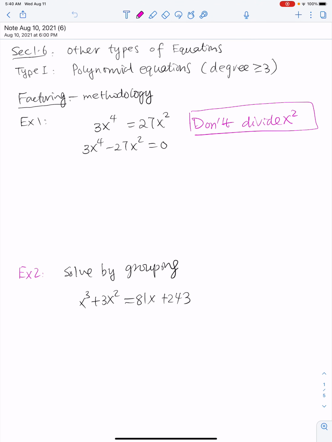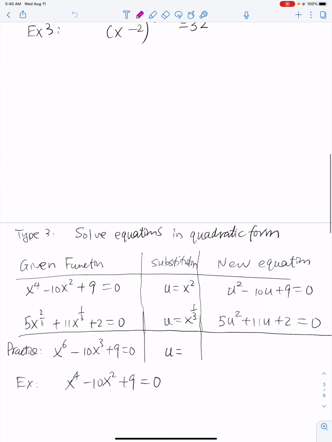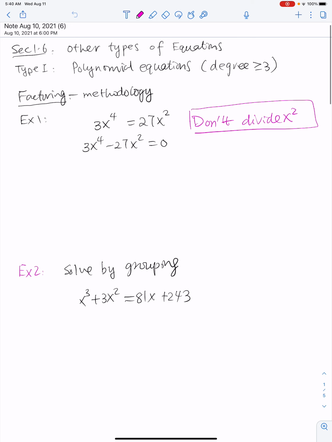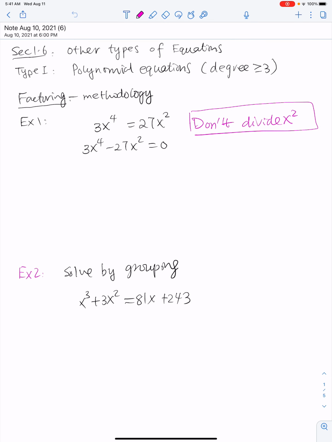Okay, so we will continue for our section 1.4, other types of equations. The first type, we will talk about three types: polynomial equations, radical equations, and solve equations in the quadratic form. Okay, so we'll talk about them one by one. First one is polynomial equations. That means all the polynomial equations with degree bigger than 3. It's the high order. For these types of equations, most likely we will use factoring to solve this.